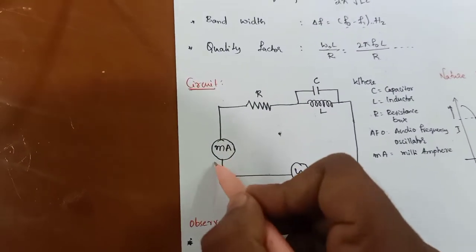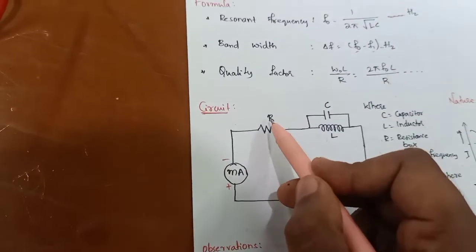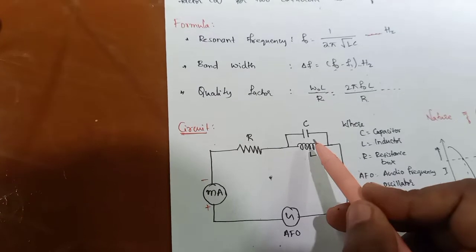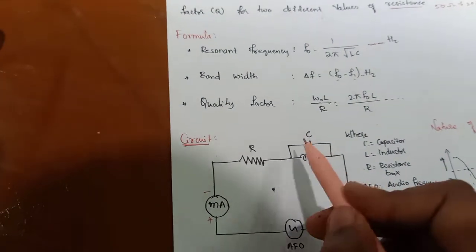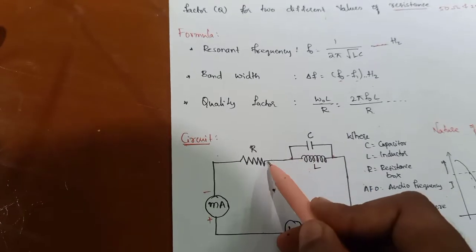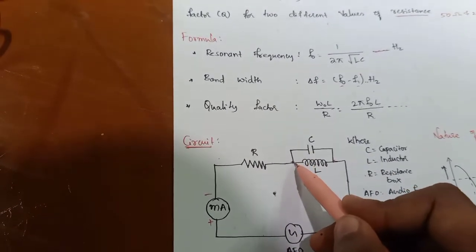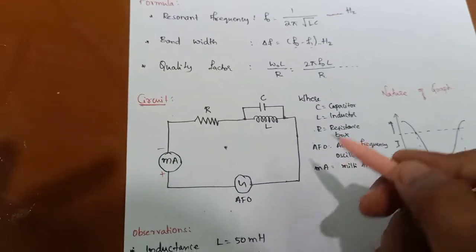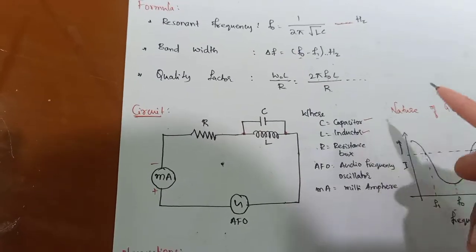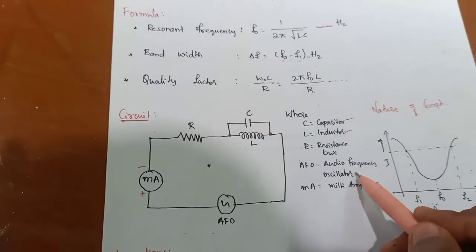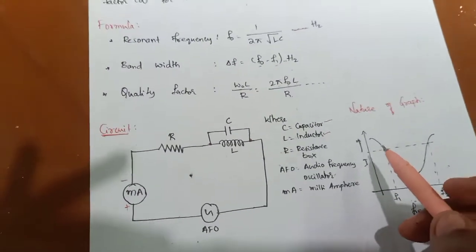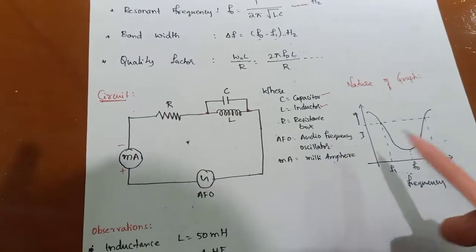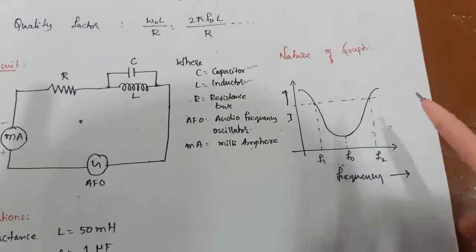In the circuit, the AFO is connected here, to the milliammeter positive and milliammeter negative, and again connected to the resistance R. The capacitor and the inductor are in parallel; this joint is connected to the resistor's terminal, and the inductor L and the capacitor are connected here. This terminal is connected to the AFO's other end, where C is the capacitor, L is the inductor, R is the resistance box, AFO is the audio frequency oscillator, and MA is the milliammeter.